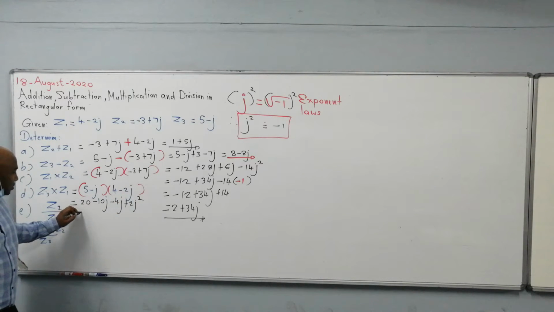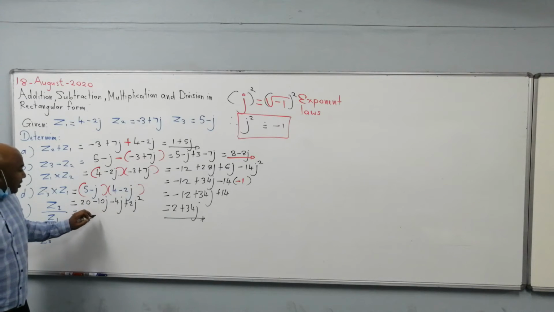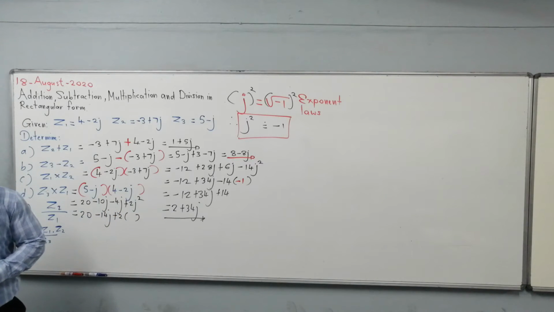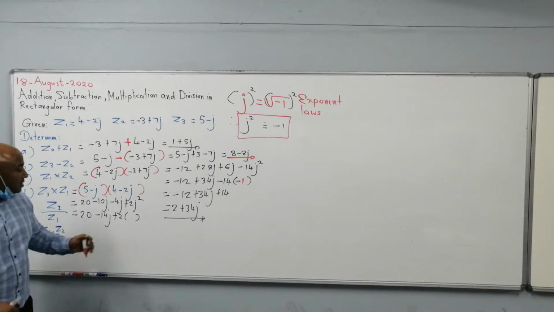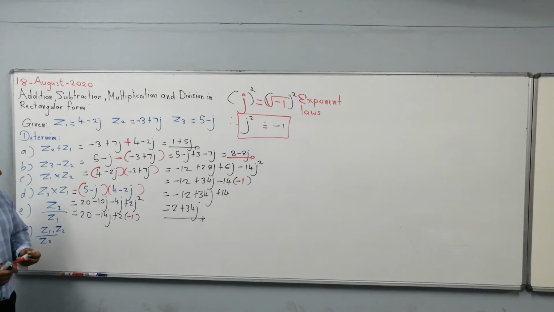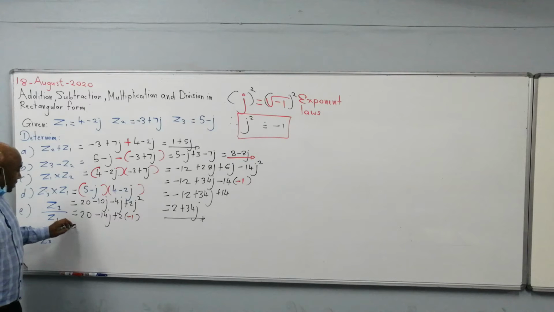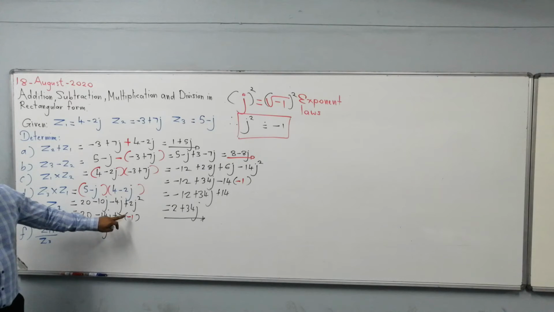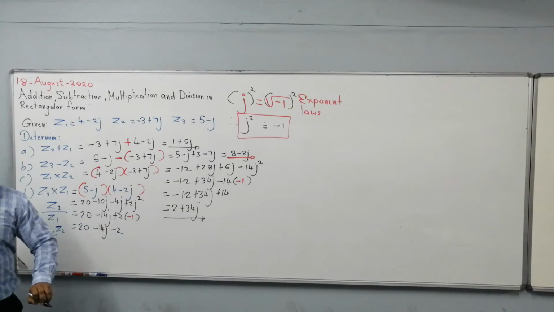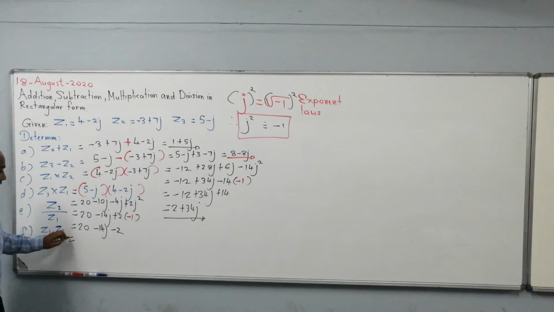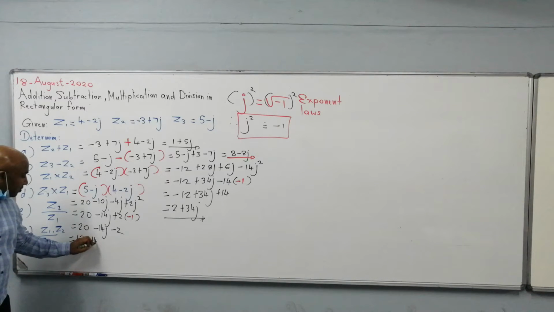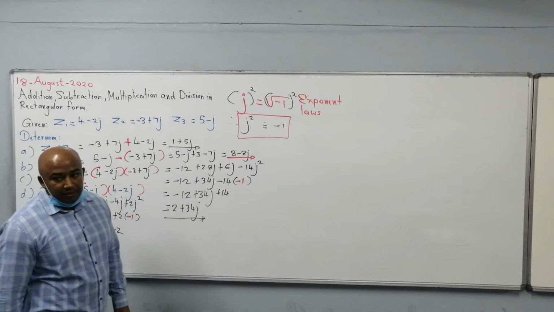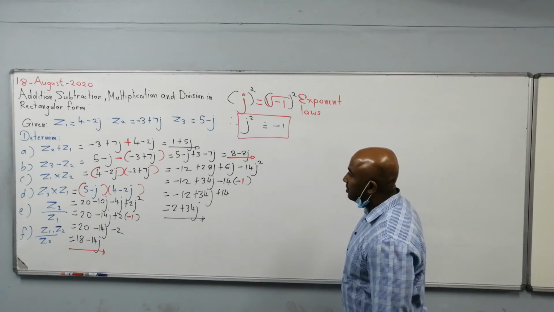So now I got 20 minus 10 minus 4 is minus 14j plus 2 multiplied by j squared, and we know that j squared is minus 1. So now that's going to be 20 minus 14j, a positive 2 times a negative 1 will give me a negative 2. 20 minus 2 will give me 18 minus 14j. That is multiplication. Now, division.